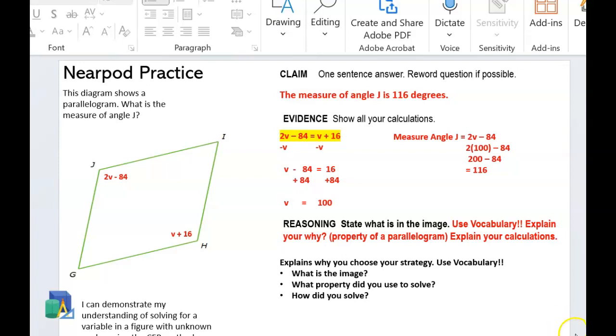And that's it. And so the best way, I think, to make sure you have all 3 parts when you go in to write your CER is write CER right into your answer and make sure you have something written next to each one. And so again, to recap, you want to do your evidence first, all of your calculations, then go back up and write your claim statement with your final answer. And then your reasoning is your vocabulary, your explanations, what we've learned in class, in this case, parallelograms, properties of parallelograms, and kind of tie it all together.